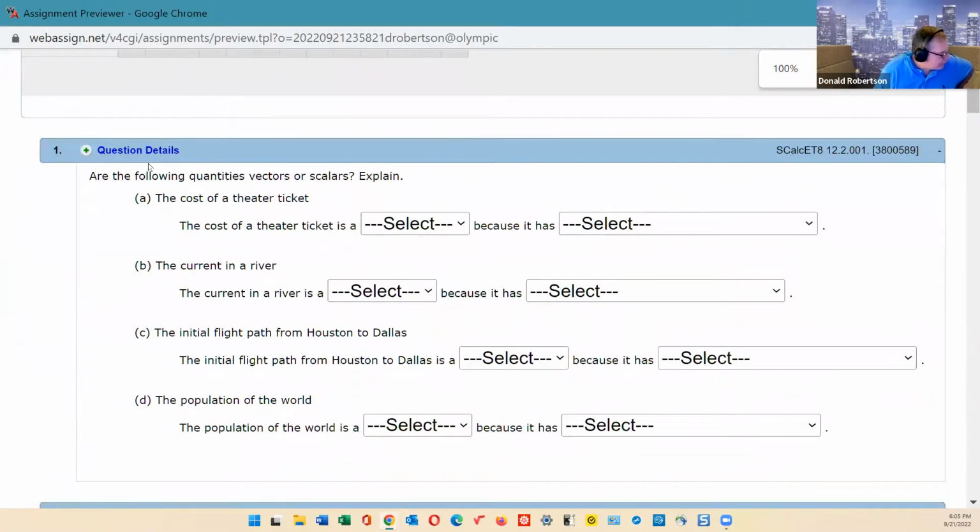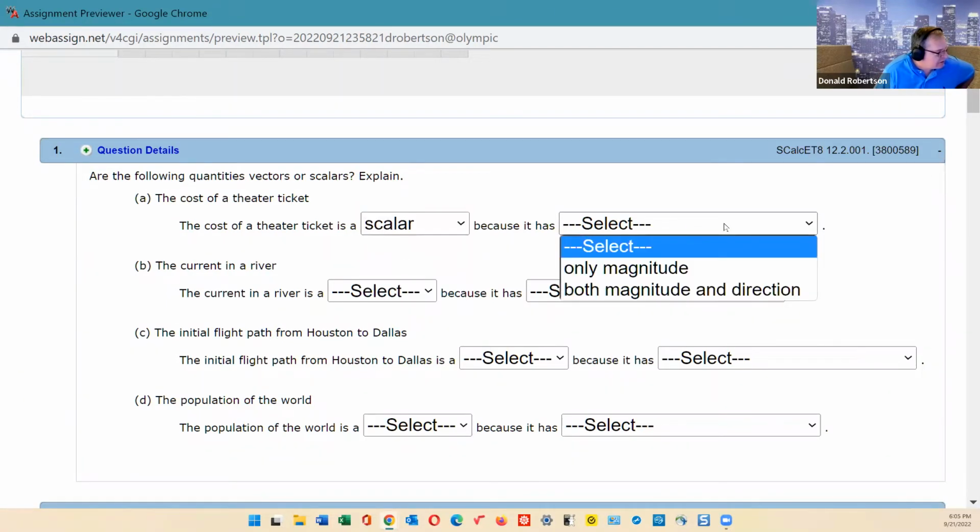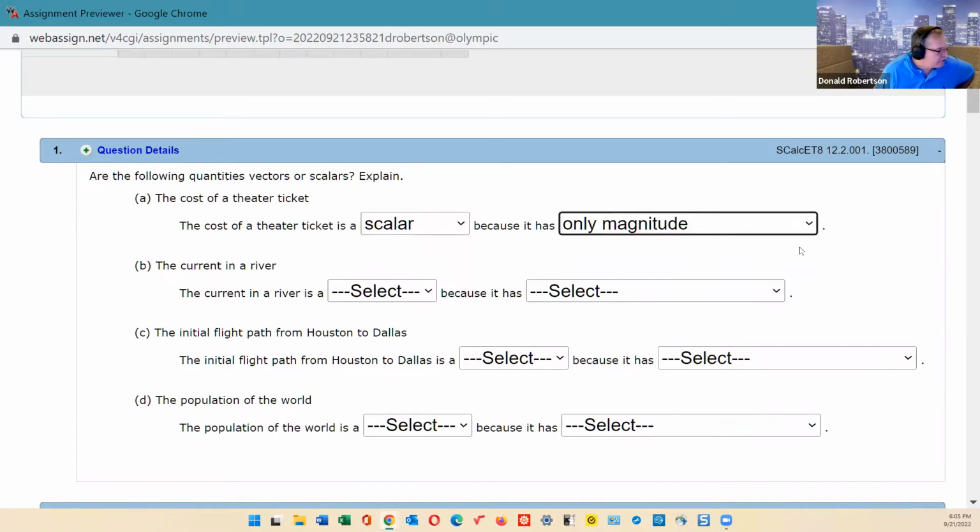It says, question 1, are the following quantities vectors or scalars? So to be a vector, you need a direction, right? You need to have a plus or a minus, or at least a direction associated to it. A theatre ticket is scalar because it only has magnitude. Right, a theatre ticket is $4 or $54, right? That's all you get out of that.